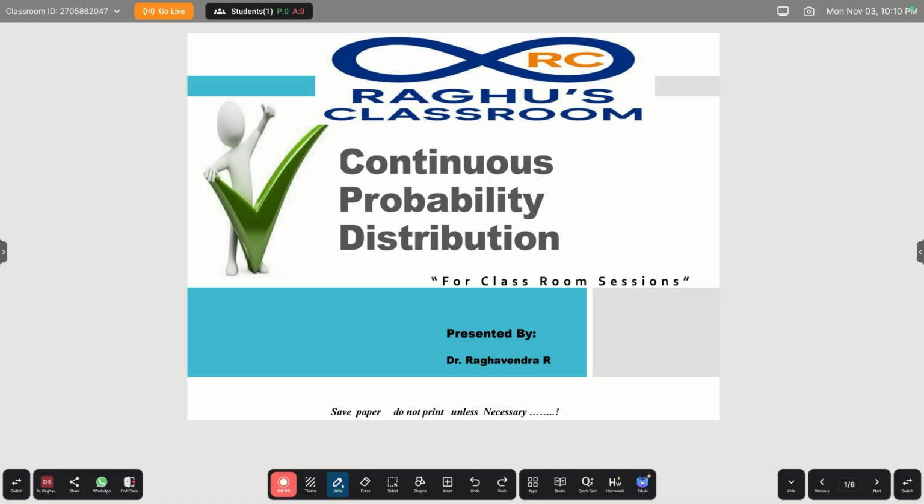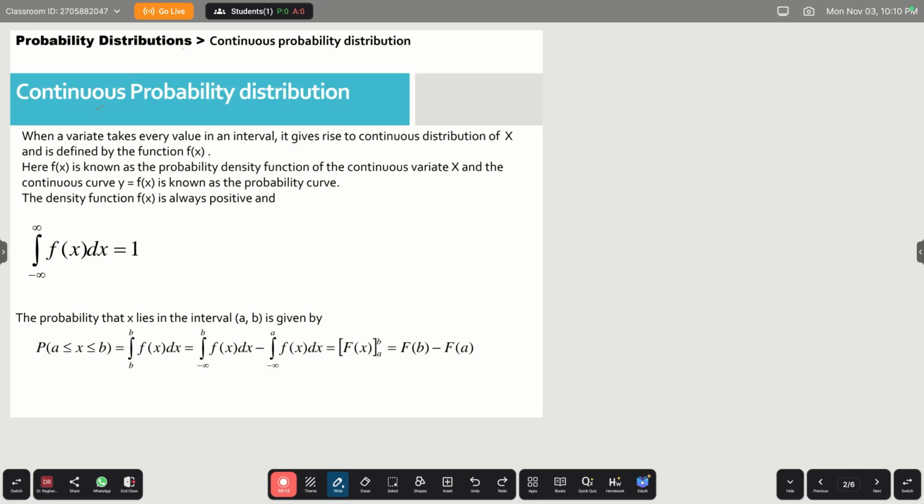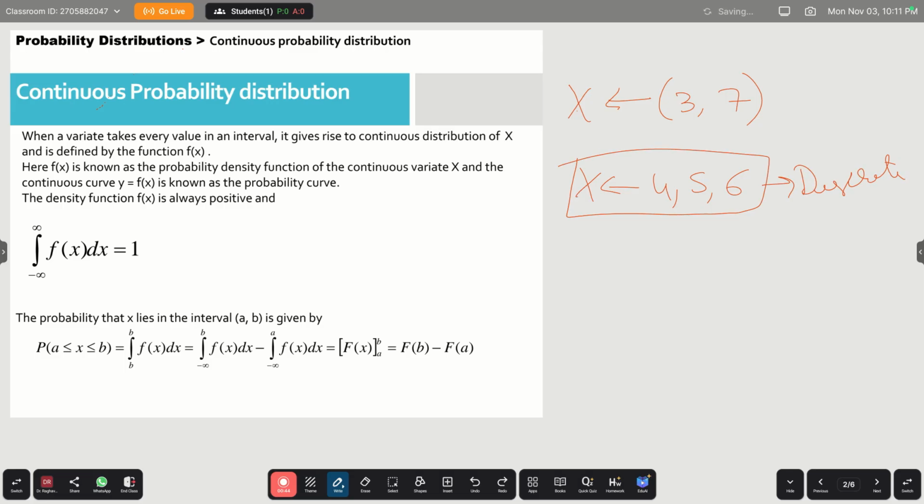So first of all, let us understand what a continuous random variable is. When a variate x takes every value in an interval, then it is called a continuous random variable. Say for example, I am taking the interval 3, 7. Suppose x takes only the values like 4, 5 and 6. Then this is called a discrete random variable, what we have studied in our earlier classes.